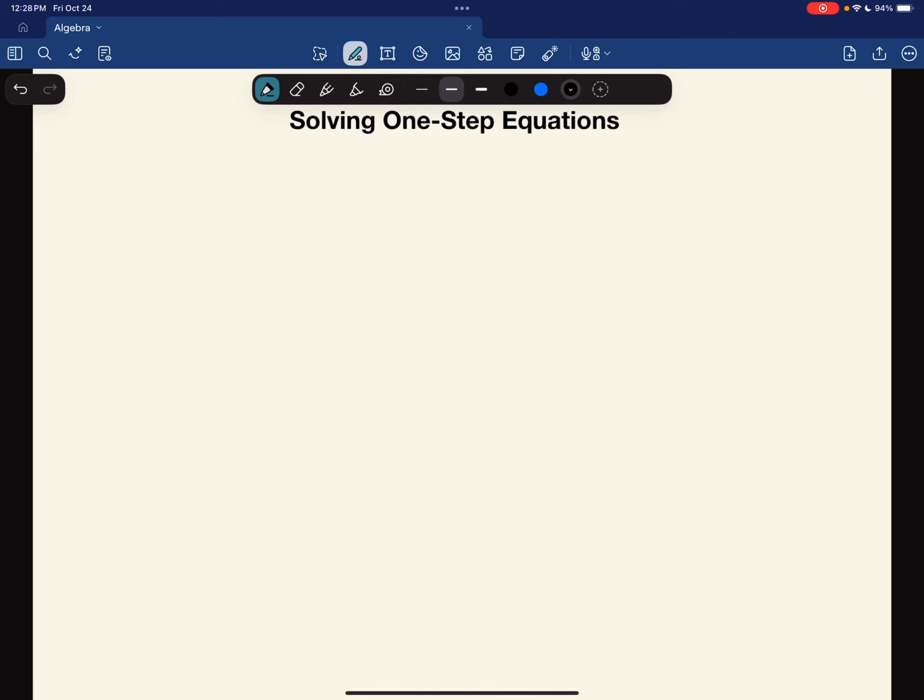Hello everybody, I'm going to teach you how to solve one-step equations. Let's start off with writing down an equation. x + 2 = 4.